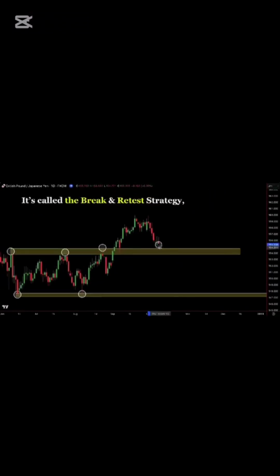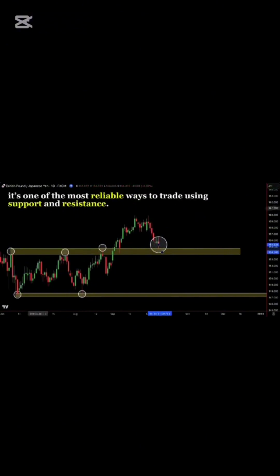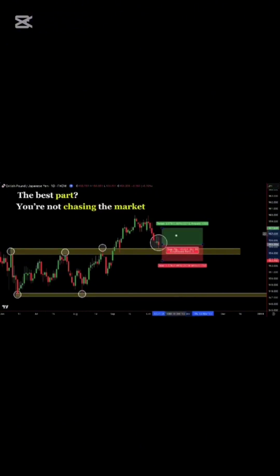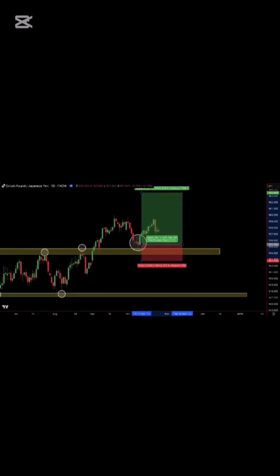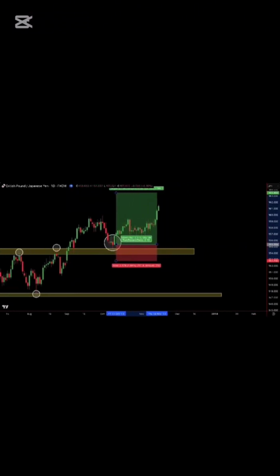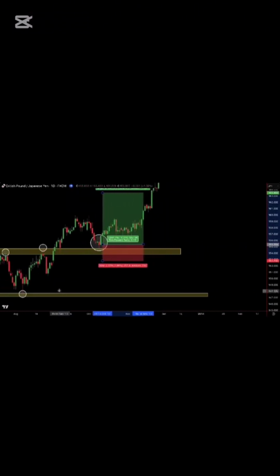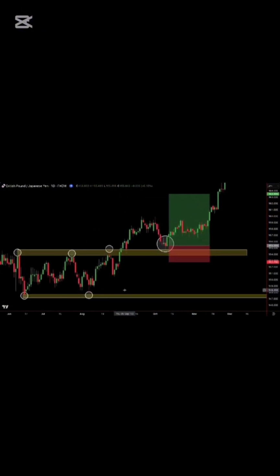It's called the break and retest strategy, and it's one of the most reliable ways to trade using support and resistance. The best part? You're not chasing the market. You're waiting for price to come back to a key level and confirm a trade setup, just like professional traders do. Let's break it down step by step.